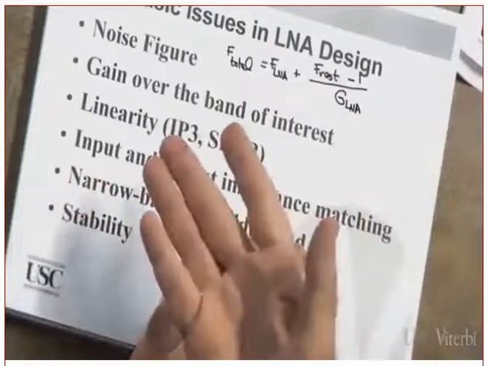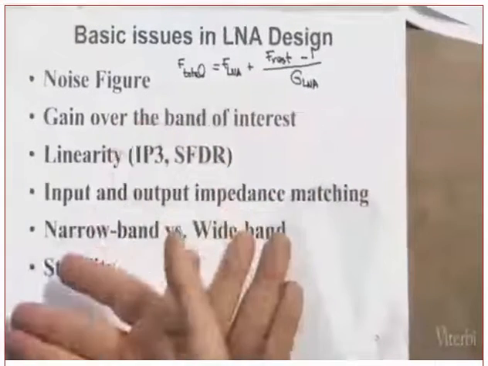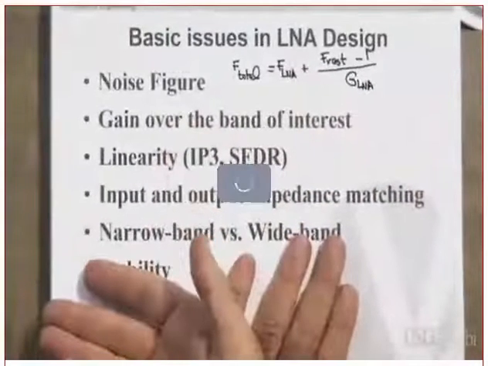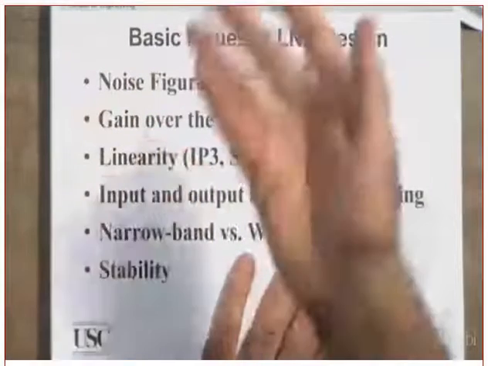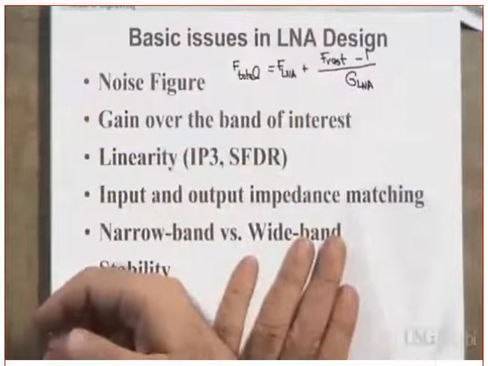The sensitivity. The noise figure affects the what? The sensitivity of your receiver. In other words, what is the minimum detectable signal that can be sensed by your receiver? Are you following me or not?